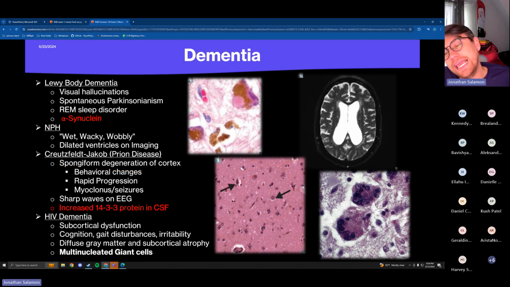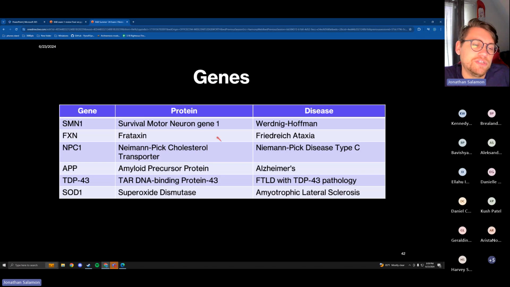I've seen this exact picture, or one so similar I couldn't tell you the difference, on multiple exams and one of the forms. And then HIV dementia. Generally, they're going to give you somebody whose CD4 count is in the absolute gutter. You're going to think maybe it's cryptococcus, and then just something in the stem seems off. Look for this picture. Look for multinucleated giant cells. HIV in and of itself causes dementia. Here's all the genes.